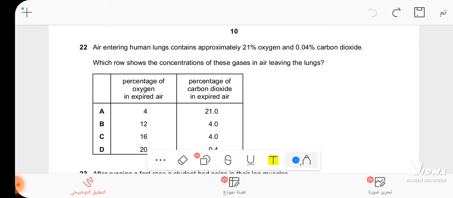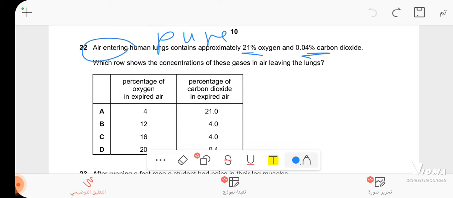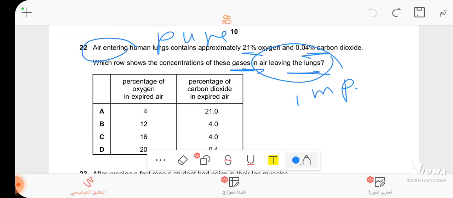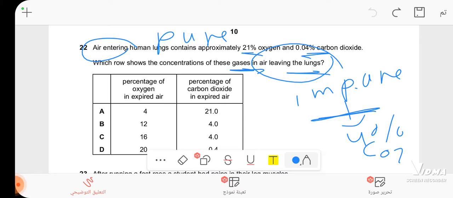طيب. Air entering human lungs contains approximately 21% oxygen and 0.04% carbon dioxide. So this is pure air. This is pure air. Enter the lungs. Area 21% oxygen and 0.04% carbon dioxide. Which row shows the concentration of these gases in air leaving lungs? Air leaving lungs here is impure. And as we know, impure air consists of about 4% carbon dioxide, 4% CO2. You have to remember it.